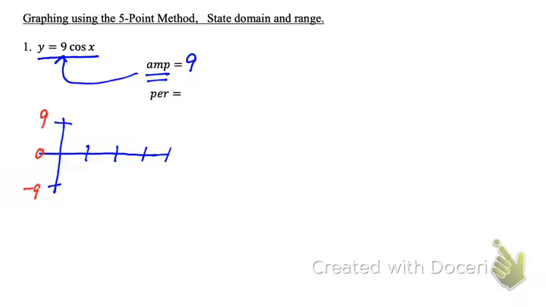Okay. The period, remember, is 2 pi divided by b. What's our b value here? It's a 1. So our period is 2 pi. All right, so by the time we get to 2 pi, the ride is over.